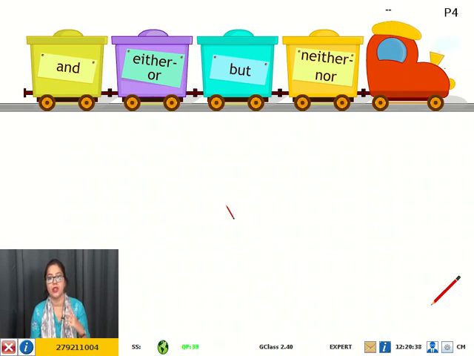What we can do, we can use it as connectors or conjunctions. So let us first have a look at the words. See here, what are the words? The first word is and. The second word is either or. The third word is but, and the fourth word is neither nor.